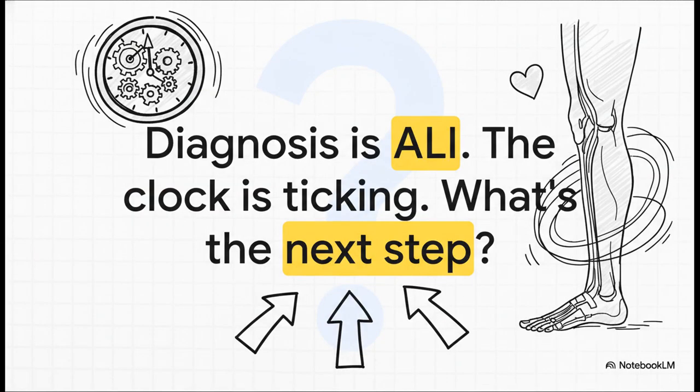Excellent. So you've correctly diagnosed acute limb ischemia. As you said, this is an emergency. The clock is ticking. What is the next absolutely crucial limb-saving step?